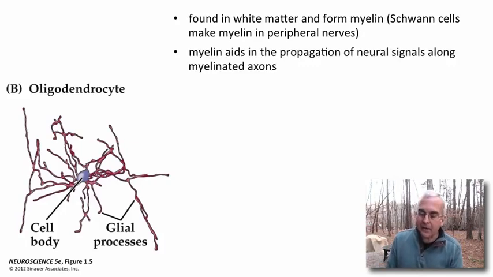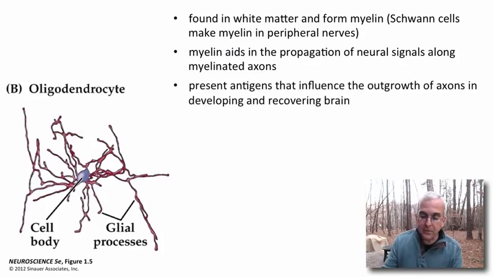So what good is myelin? Well, myelin aids in the propagation of neural signals along myelinated axons, and we'll say more about that in just a moment. But before we do, I'll also mention that the oligodendrocytes present antigens that influence the outgrowth of axons both in the developing brain and in the recovering brain that's undergoing a process by which it will try to regenerate connections that have been lost due to injury.